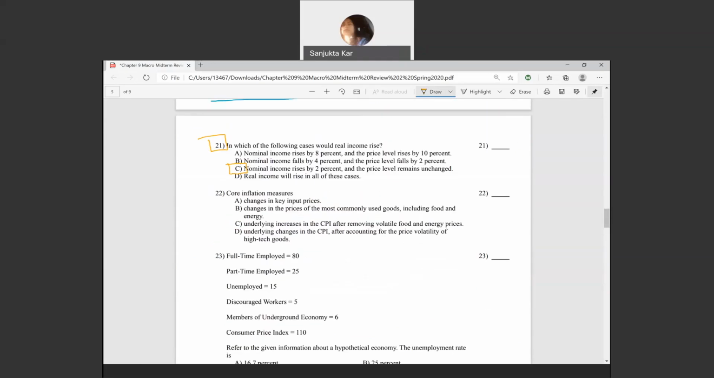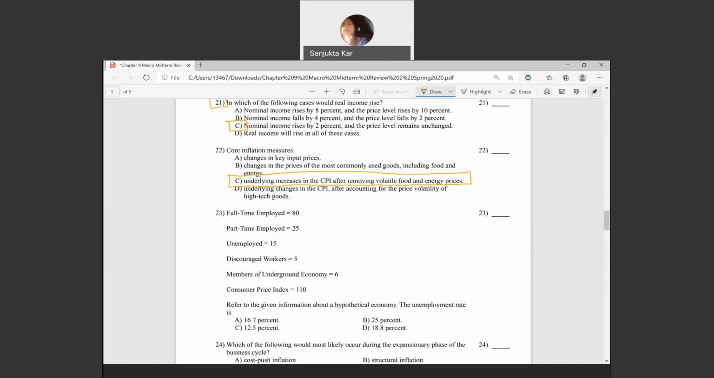Going to question number 22 here, it says core inflation measures underlying increases in CPI after removing volatile food and energy prices. This was just the formula. Question 23, they're asking us to calculate the unemployment rate.